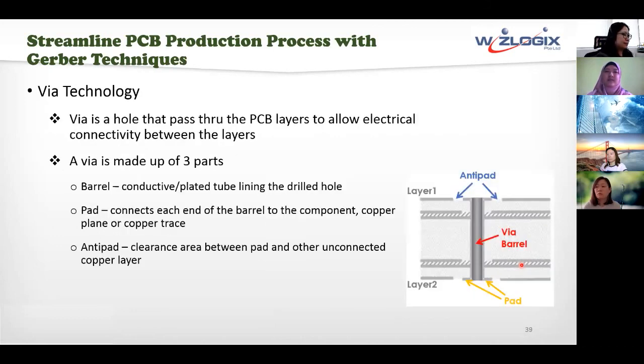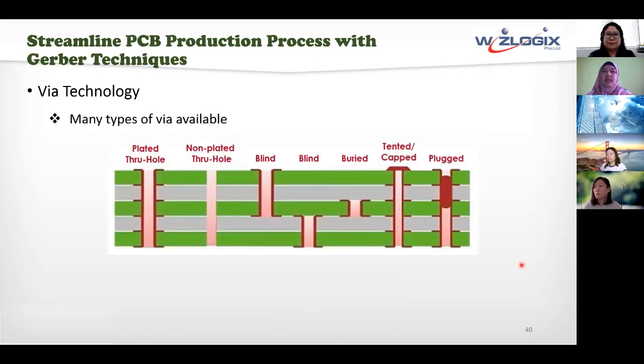Okay, next I will talk a little bit about the vias. Vias are holes that pass through the PCB layers to allow electrical connectivity between layers. Vias are made of 3 parts. For those who are used to doing layout design, I'm sure you know vias are quite critical in a layout design. A via is made up of barrel, pad, and anti-pad. There are many types of via available. You have the plated through hole, non-plated, as well as blind, buried, as well as dented and capped.